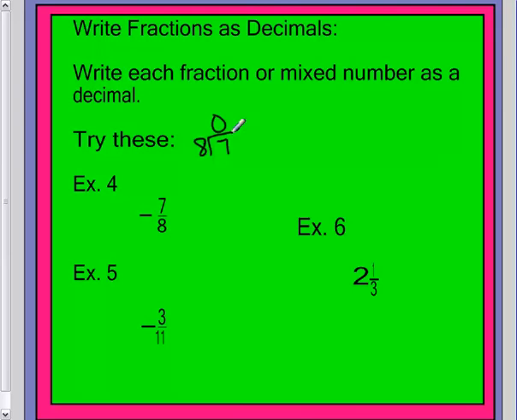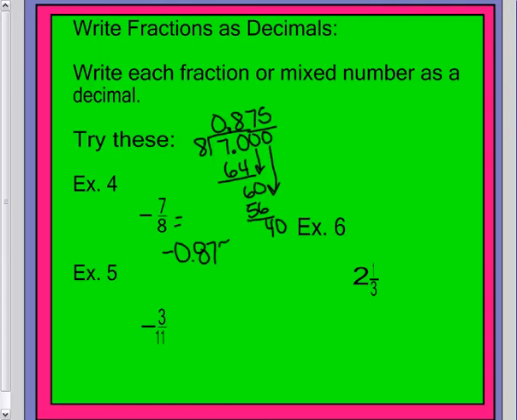Okay, so 8 goes into 7 no times, but it does go into 70 8 times, and 8 times 8 is 64. 8 goes into 60 7 times, 56. The 4, I should have brought that down. Bring it down with another 0. 8 goes into 40 5 times. So the answer would be a negative 875 thousandths.